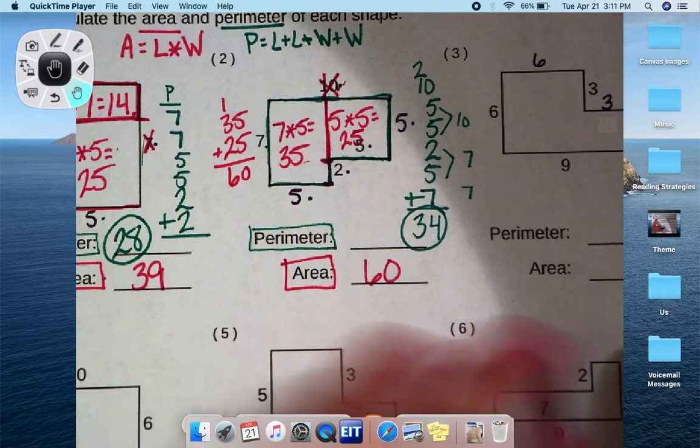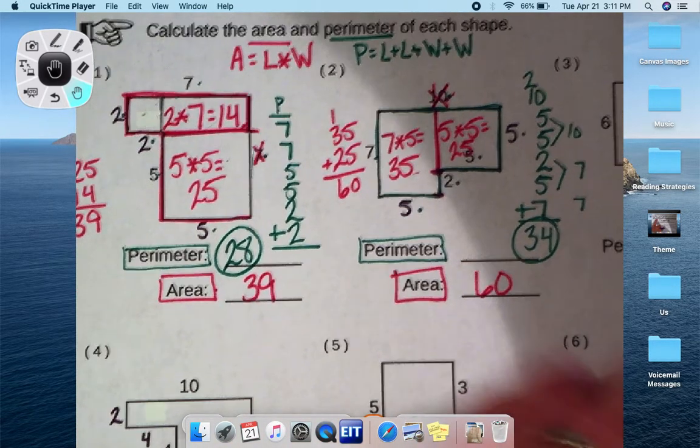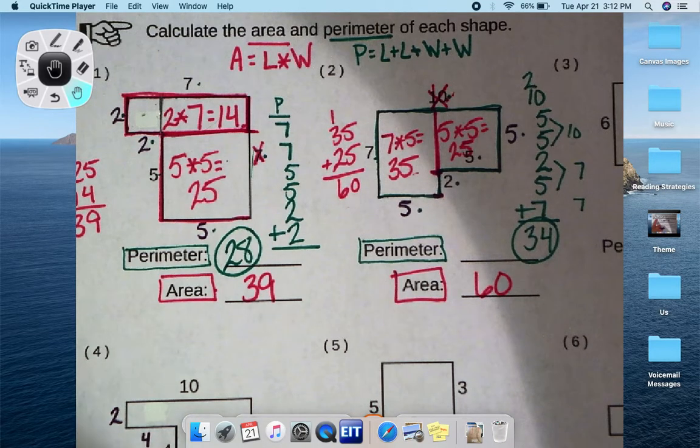Okay, I just showed you how to find the area and perimeter of these two complex shapes. Now you guys try to figure out the area and perimeter of the next two shapes below.